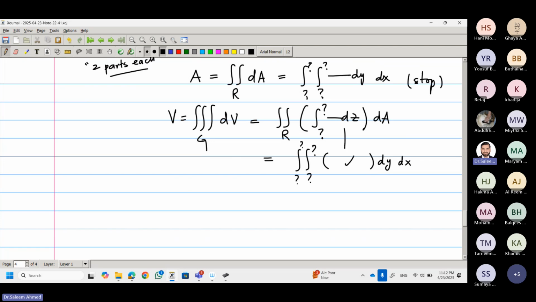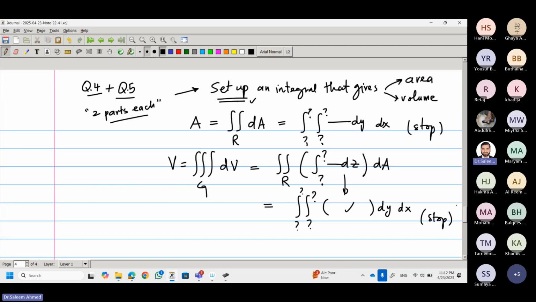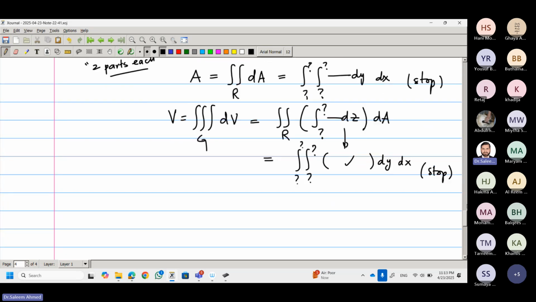So you have to write, and then stop here. If I ask you just to set up an integral, do not evaluate. Just based on the region or solid given in the question, write all the limits and stop. Do not solve. And if I say evaluate the integral, then it means completely solve the integral, do the integration and find the final answer.